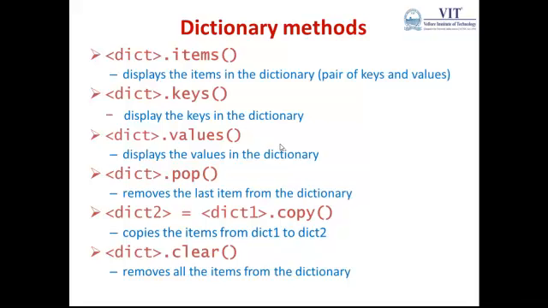And copying is one of the other methods. Look at it: dict2 equal to dict1 dot copy. That means all the items of dict1 will automatically be copied into dict2. That is also possible. And the last one says that if you want to remove all the items, to flush everything out, you can use dict dot clear.